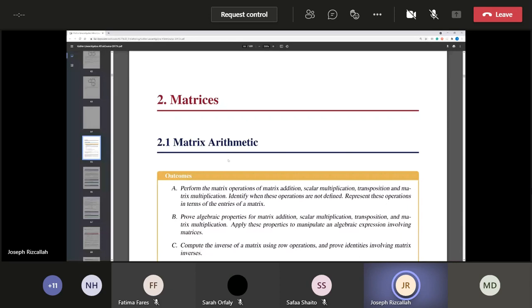So, for example, when we say that we have a matrix of 2 by 3, this means that the matrix has 2 rows and 3 columns. So the total number of entries in such a matrix is going to be 2 times 3, which is 6 entries. So there are 6 numbers in this matrix which determine the matrix itself.